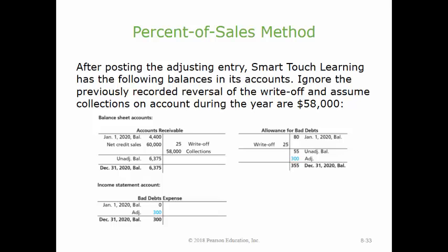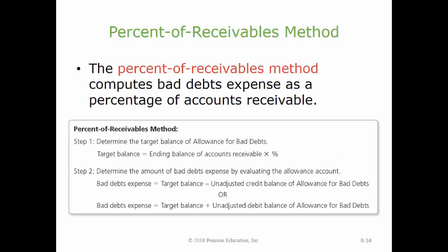After posting the adjusting entry, Smart Touch Learning has the following balances in its accounts. Accounts receivable, $6,375 debit balance. Allowance for bad debts, $355 credit balance. And bad debts expense, a $300 debit balance.